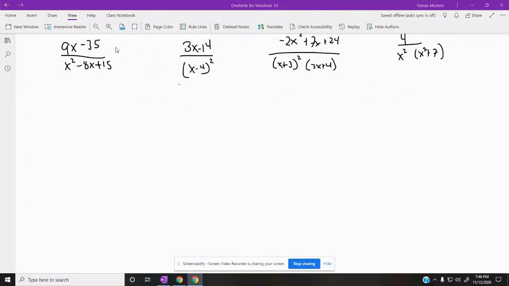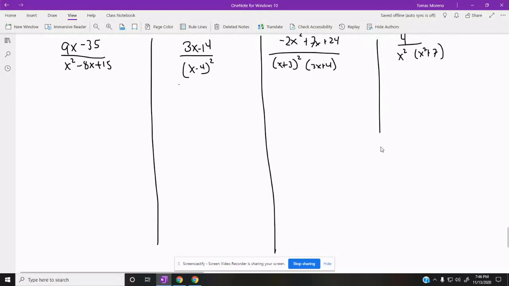I think these are probably the main ones that are coming up. You're probably going to have to struggle with one of these four types. So the first thing we always want to do is get the factors. Right here, we want to break this up into two factors.